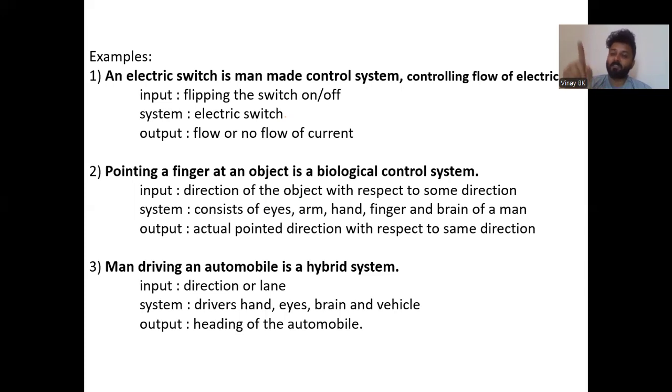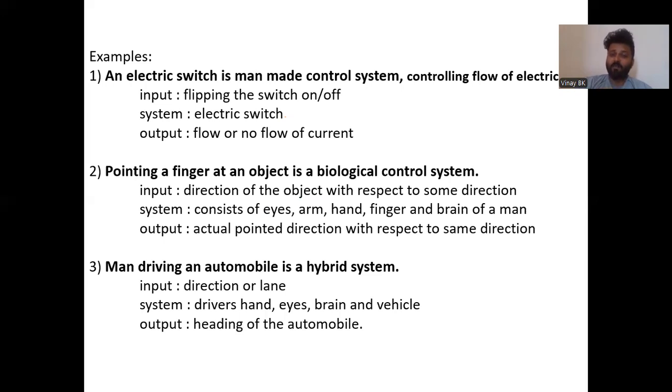Input is a button, system is a lamp. If we click on the input, the lamp becomes on. The brightness of the light, or the lamp being on, is the output. So an electrical switch is a man-made control system, controlling the flow of electricity by switching on and switching off.